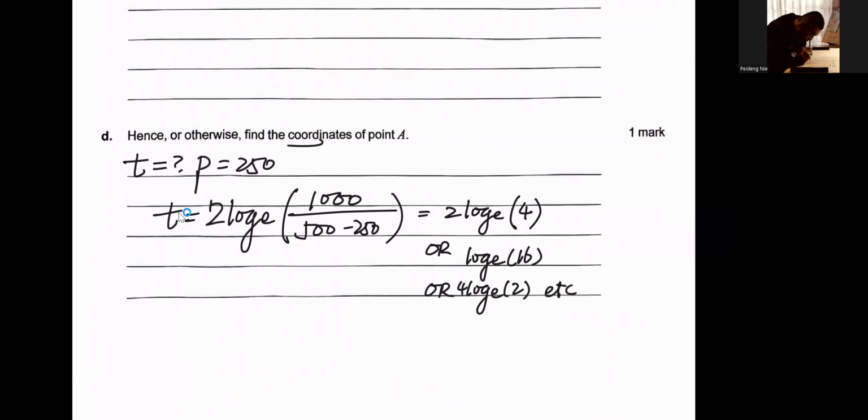All right, but the question wants the coordinates. So coordinates, whichever version you like. So 2 log e 4, comma 250.